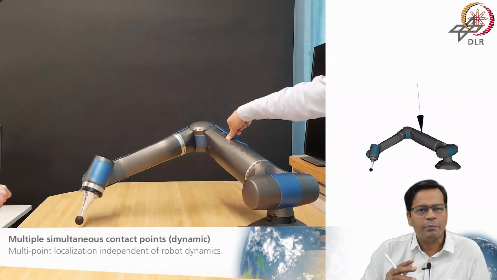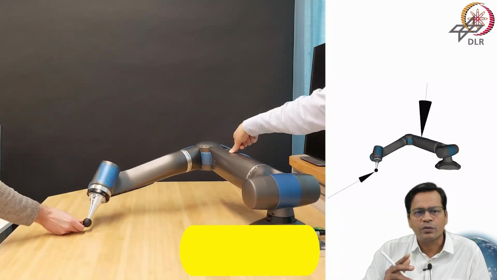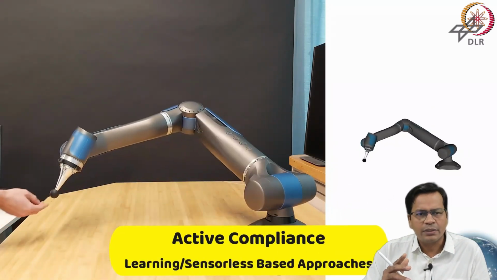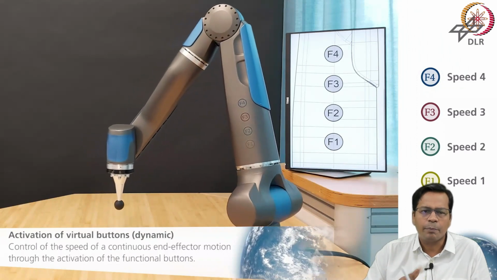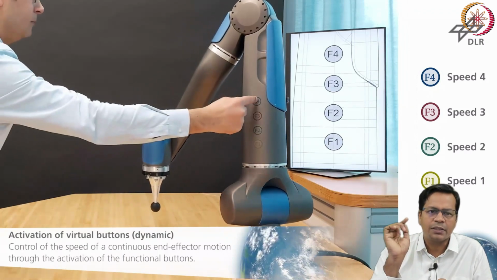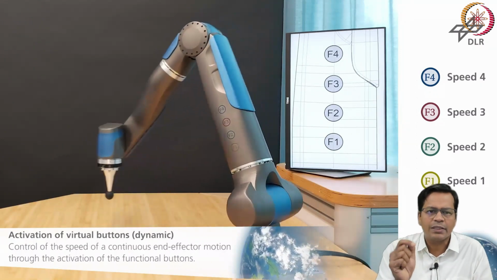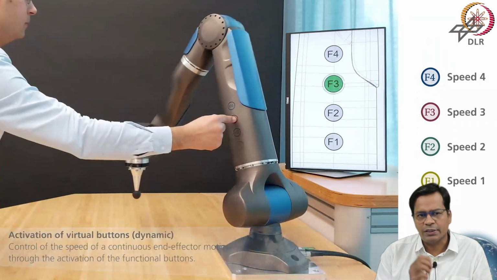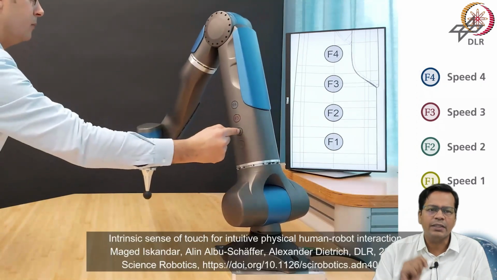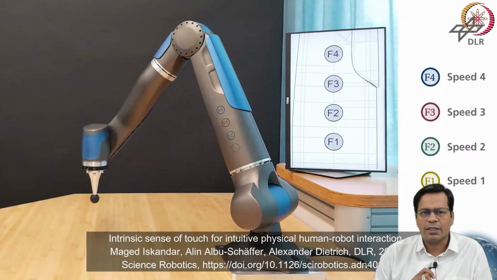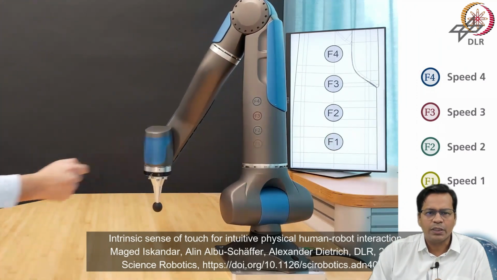This is multiple simultaneous contact points, which is reported. This is the latest one, in 2024 it has come. It is an example of learning sensorless based approaches, where a person is able to detect the touch even on the surface of the robot's body. Precisely, it is trained using the sensors which are already there in the robot, and it can detect the sense of touch. Okay, so touch sensing capability is reported.